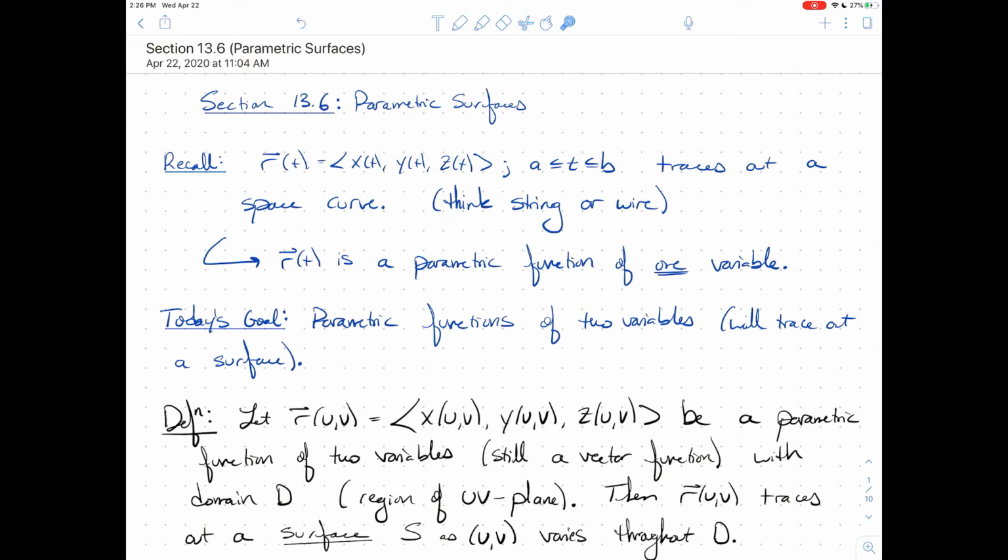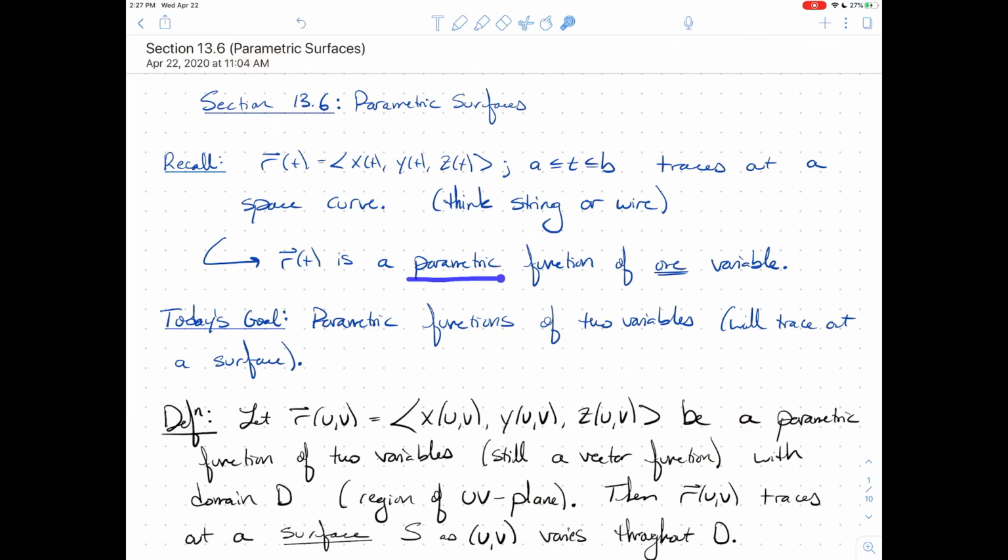So we've been looking at parametric functions of one variable. And so we've seen functions like this: r of t equals some x of t, y of t, and z of t, all the same variable. And we've said that r of t is a vector function with parametric equations x of t, y of t, z of t. It traces out a space curve. It's important that you realize that the graph of a parametric function of one variable is going to look like a piece of string or a piece of wire stretching in space, something like that maybe.